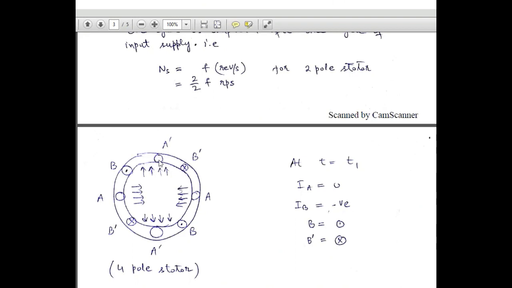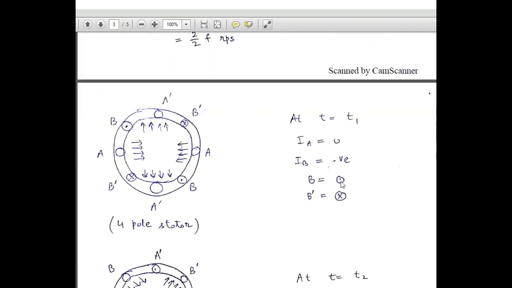and this will be A. These two slots will be designated as A dash, and these two slots will be designated as A. Similarly, these two slots are designated as B, and these two slots are designated as B dash. Again, we will do the same analysis at several instants, and for a four-pole stator, at t equal to t1, IA is equal to 0, and IB is negative. It means B will have a dot and B dash will have a cross.